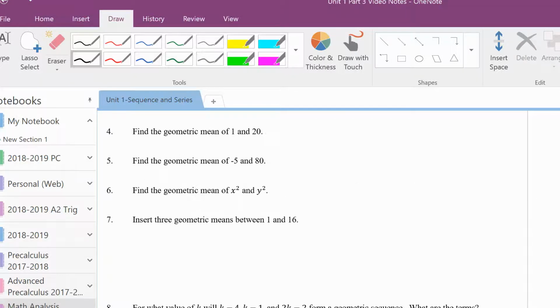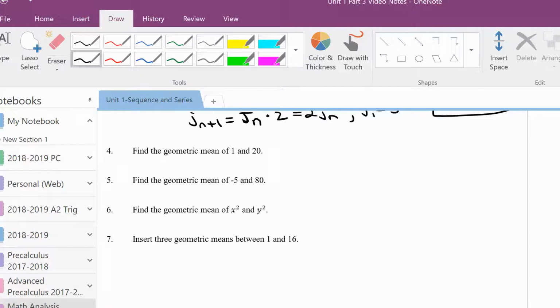So to find the geometric mean of 1 and 20, so just one of them, you take the square root of 1 times 20, which is 20. So the geometric mean would be 2 rad 5.